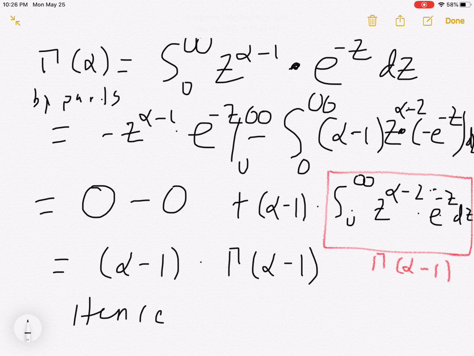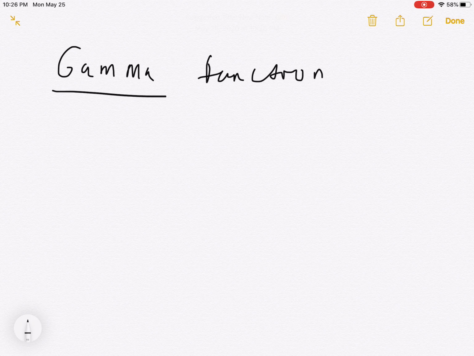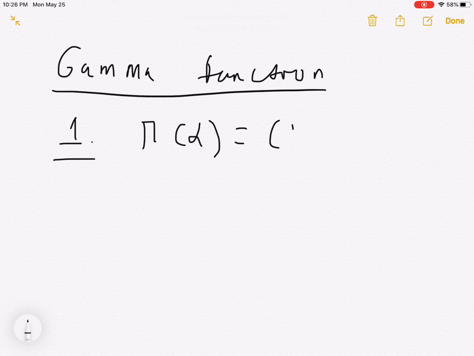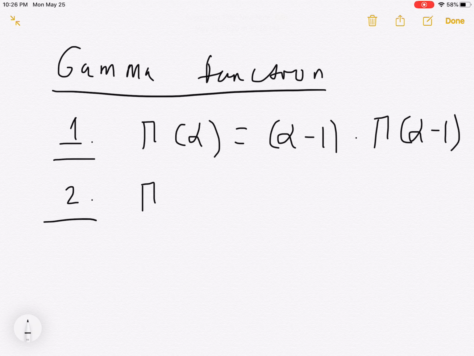Hence, there's two important properties of the gamma function that I want to tell you about. So the gamma function has this property. One is that gamma of alpha is equal to alpha minus 1 times gamma of alpha minus 1. The second property is that gamma of 1 is 1. So here's going to be a quick example.